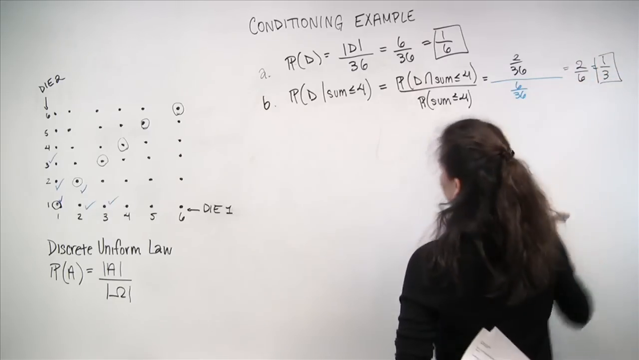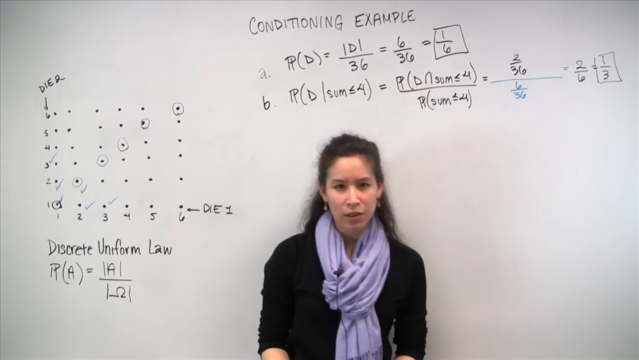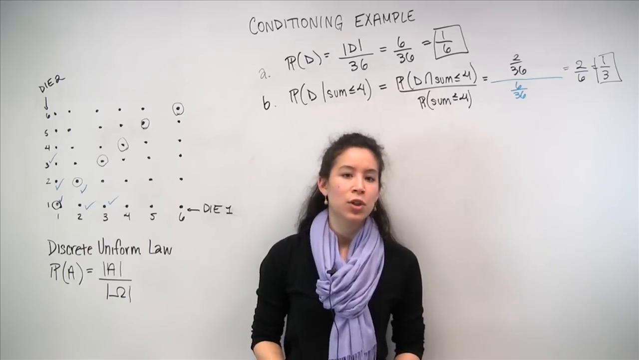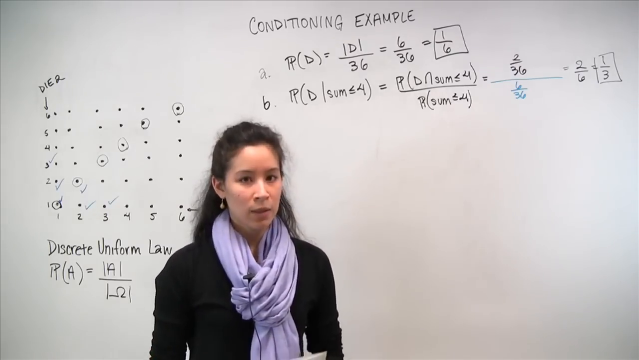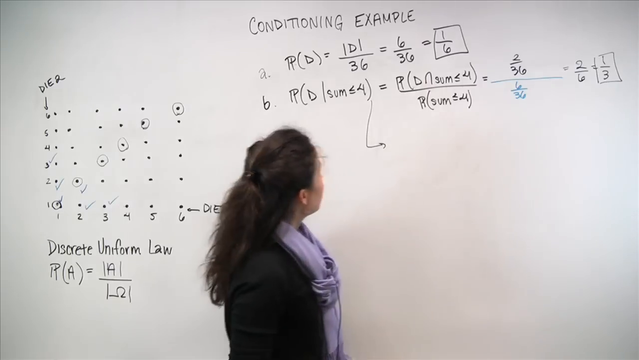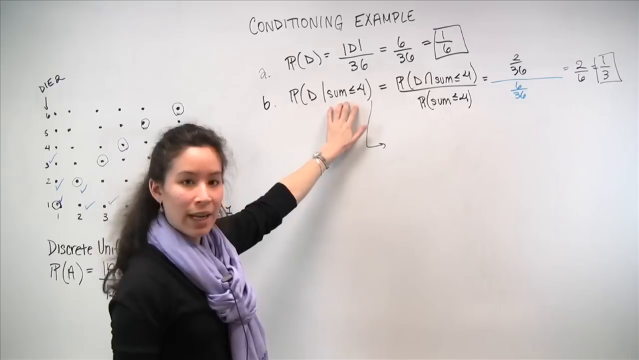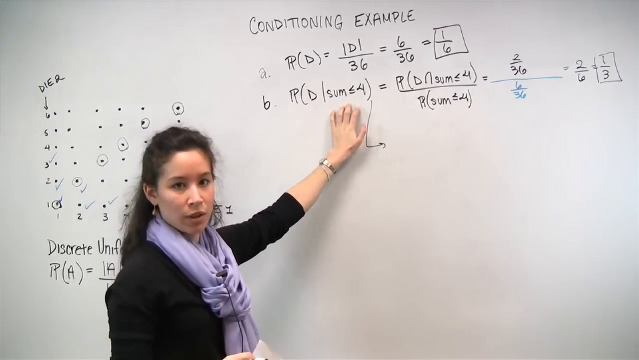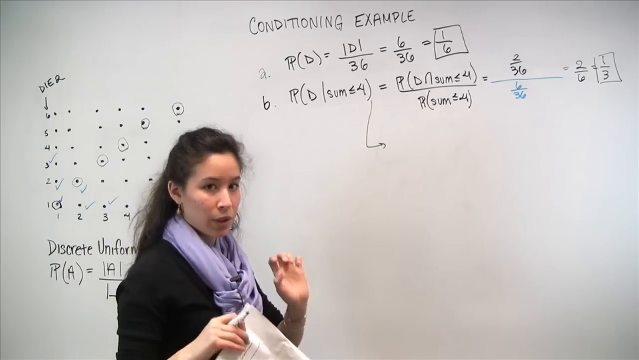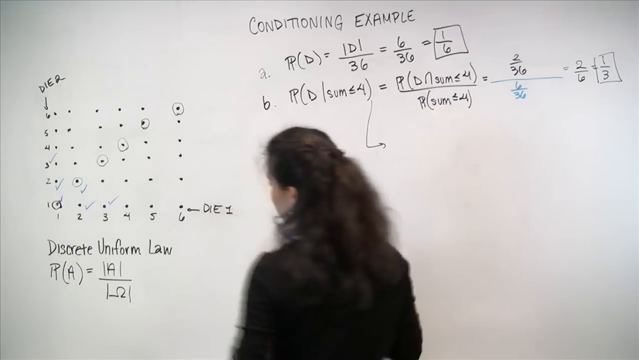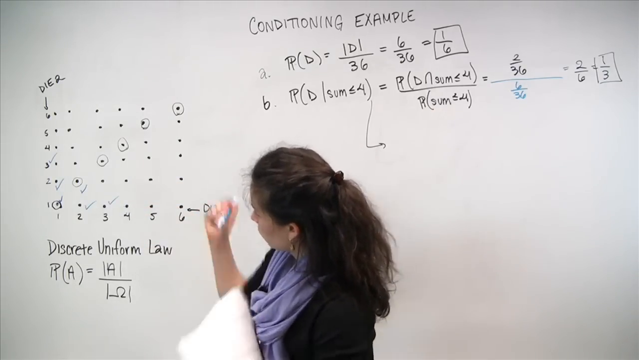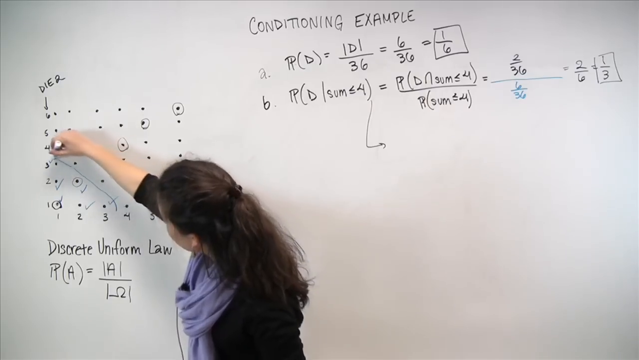So that is one way of solving part B, but I want to take you guys through a different way, which I think is important, to make sure you really understand what conditioning means. So another way that you can solve part B is to say, okay, we are now in a conditional universe, where we know the sum of our results is 4 or smaller. And so that means our new sample space is really just this set of 6 points.